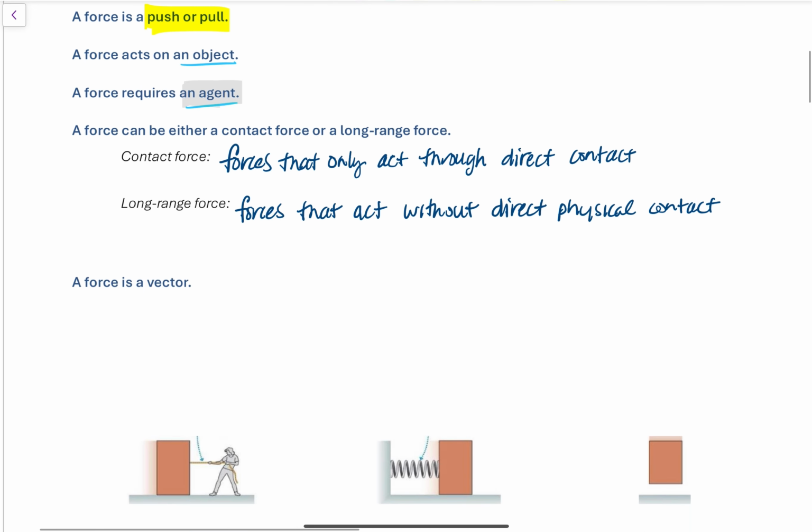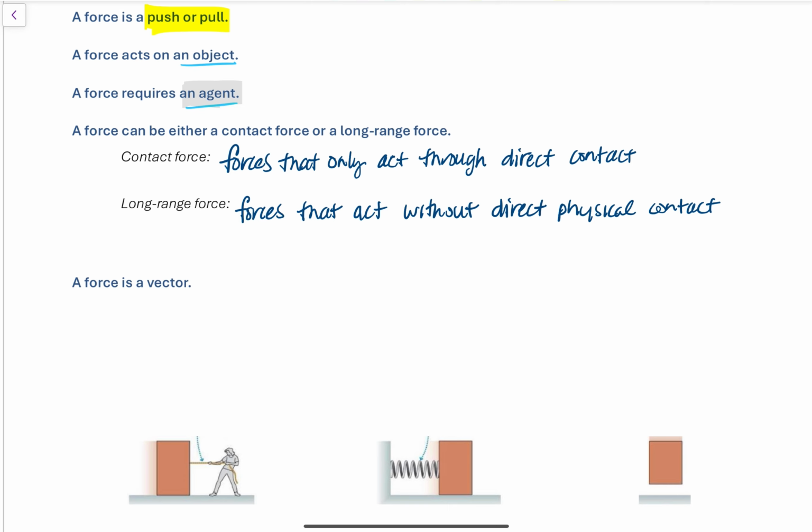Forces can be either contact or long range. So if we classify all of our forces, we can put them into one of these two categories. Contact forces are exactly what they say. These are forces that happen when there is direct physical contact between the agent and the object. Most of what we will work with in this class are going to be contact forces. So things like if you're pushing a box across a table, right? Your hand is physically going to make contact with the box. That would be a contact force. The force of friction of the box with the table is a contact force because the box is touching the table. So again, most of what we're going to work with in this class are going to be contact forces.